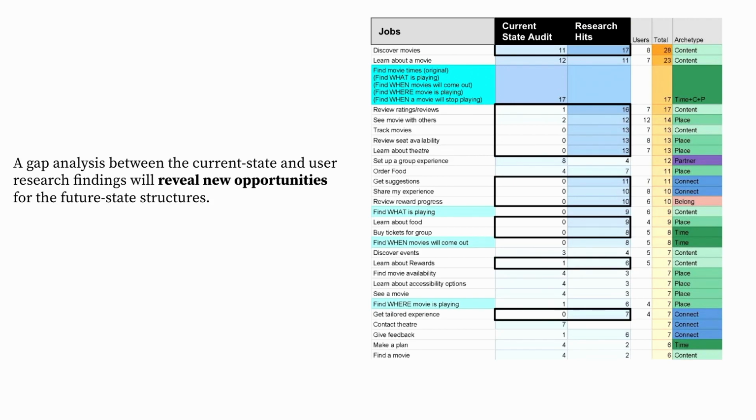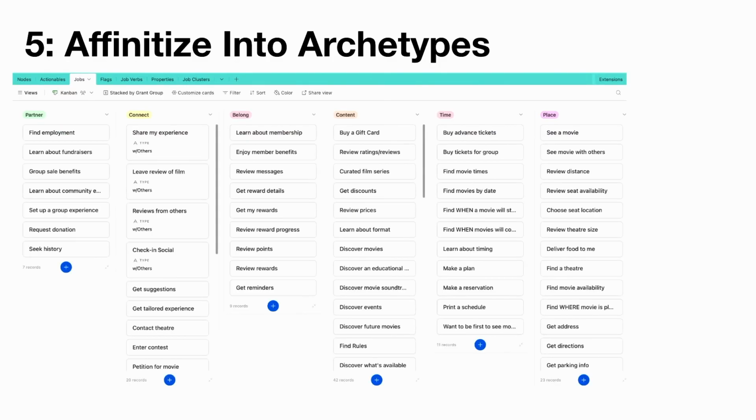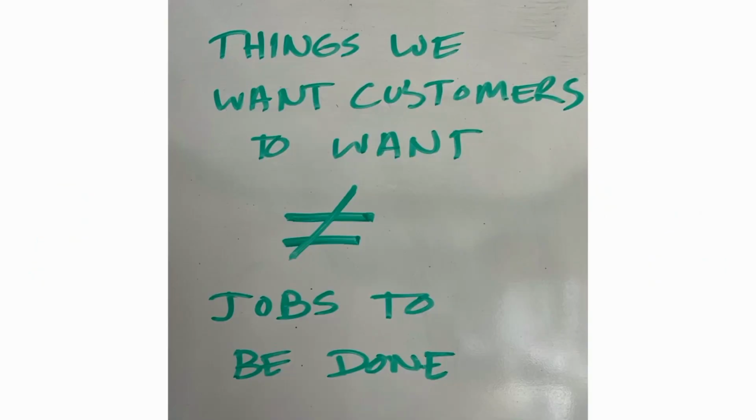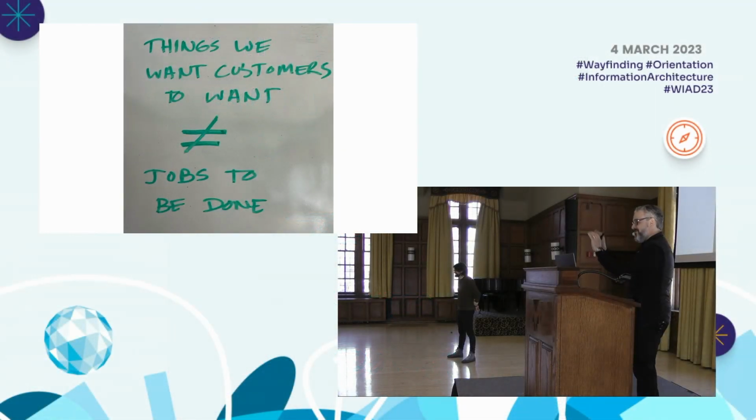Right. Joe mentioned that we have the business's understanding of what they know about their users. But I think we had this on our whiteboard for a couple of years, believe it or not. From a business perspective, the things that they want their customers to want are not jobs for them. There's a hypothesis that Joe mentioned.